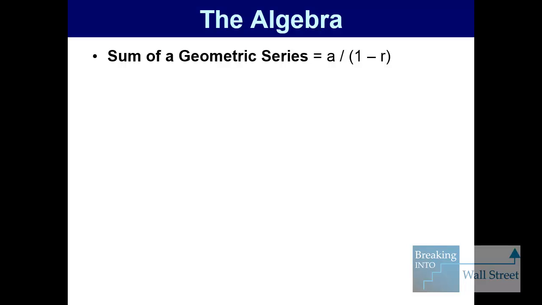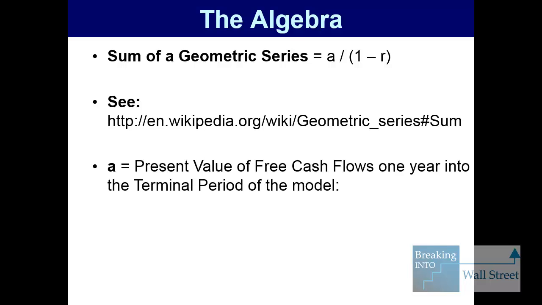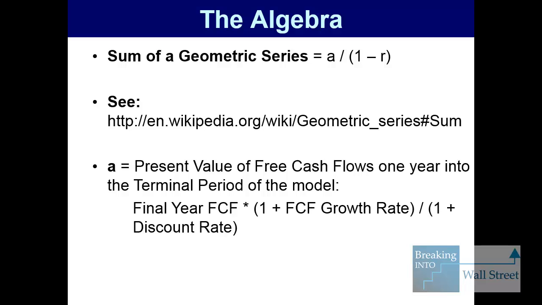Now, if you want more about this, you can go look on Wikipedia. I don't really have time to explain it here, but you'll see what it is. It's basically just a series where the sum converges to a specific number over time. And the sum of this you can calculate as a divided by 1 minus r. What does a mean? What does 1 minus r mean? Well, a, in this case, is the present value of free cash flows 1 year into the terminal period of the model. So this is basically the first term of this summation, which of course is just the final year free cash flow times 1 plus the growth rate divided by 1 plus the discount rate.